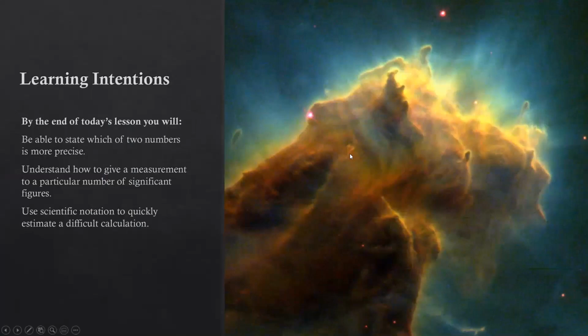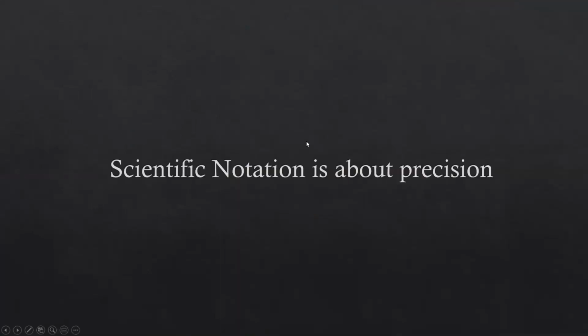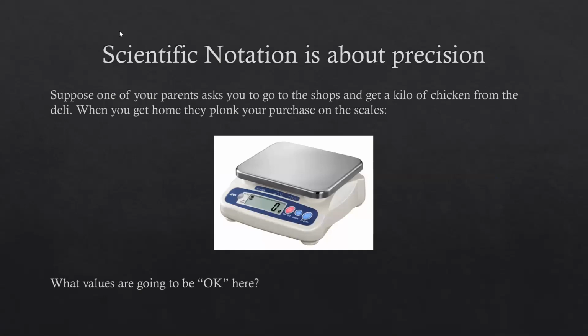But let's get started. Okay, so first off, let's talk about scientific notation as being used for precision. And the way I like to think about this is not all numbers are created equal. So suppose your parents ask you to go to the shops and they say, get us a kilo of chicken breast from the deli. All right. And you go and you take the money and you go to the shops and you come home and you plonk it down on your parents' scales.